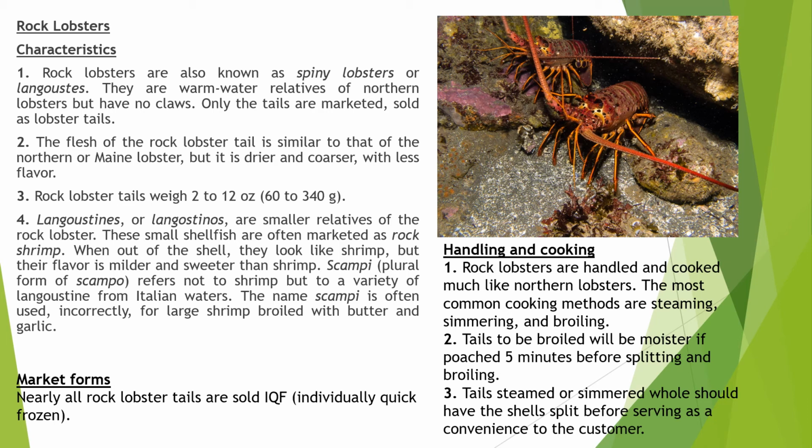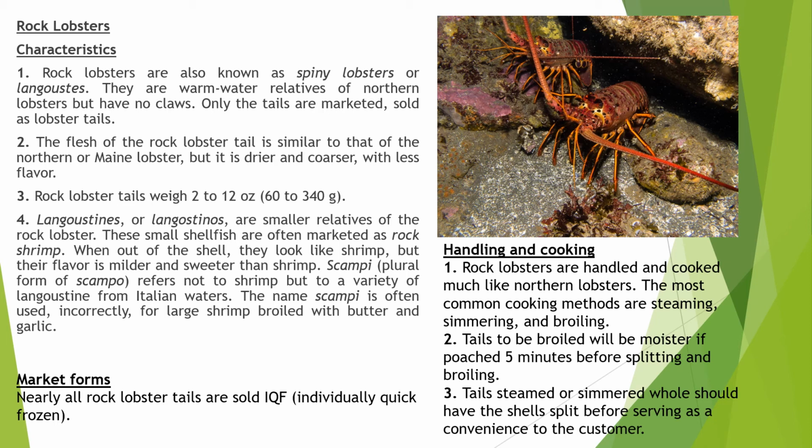Scampi, which is the plural of scampo, refers not to the shrimp but to a variety of langoustine from the Italian waters. So there's a famous dish known as shrimp scampi. A lot of the time scampi is used incorrectly for large shrimp broiled with butter and garlic.